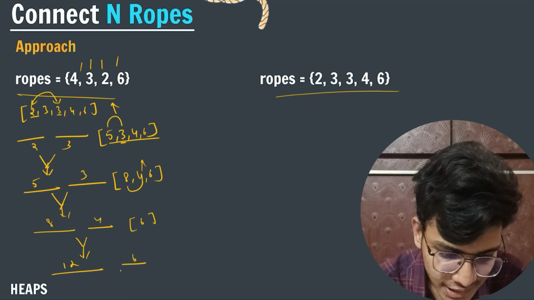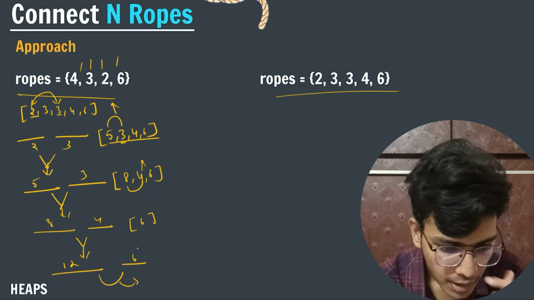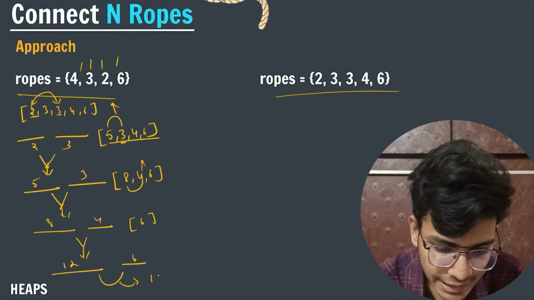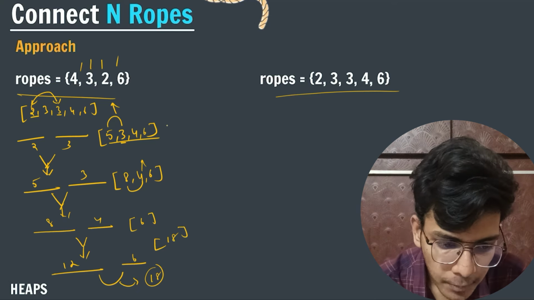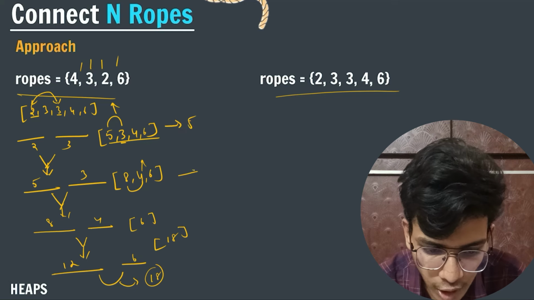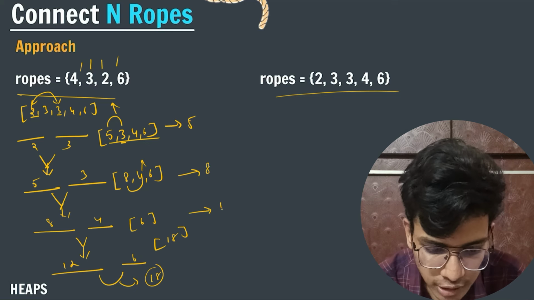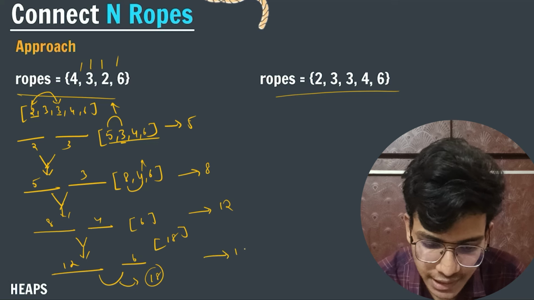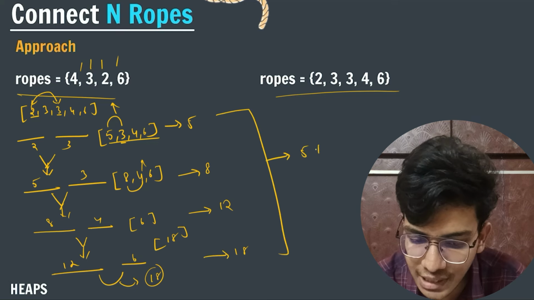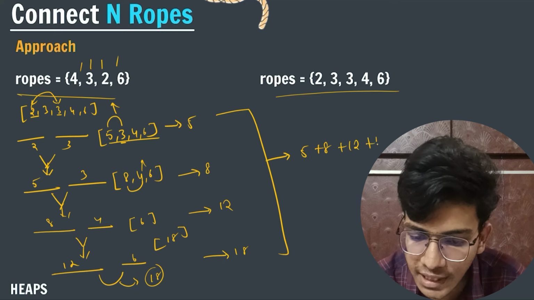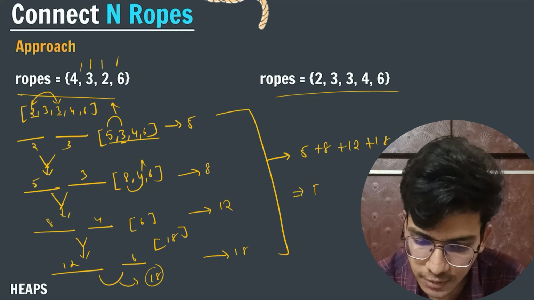So I will add 6 here. Now this will give me 18. So you can see that at level 1 my cost is 5, at level 2 my cost is 8, at level 3 my cost is 12, and at the final level my cost is 18. To calculate the total cost, I need to add 5 plus 8 plus 12 plus 18. So this will give me the total cost.